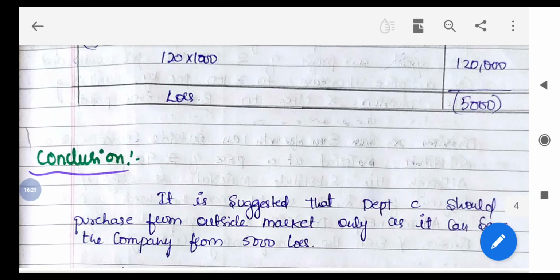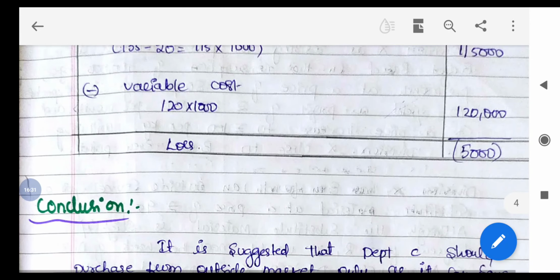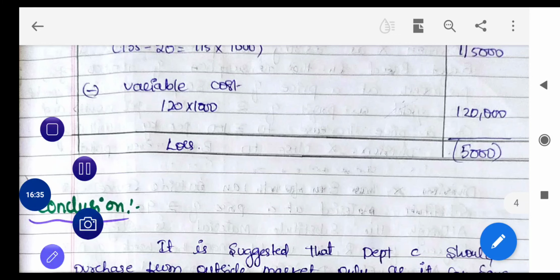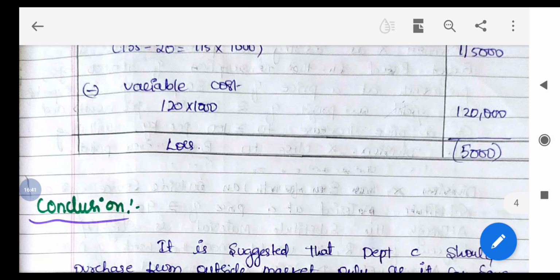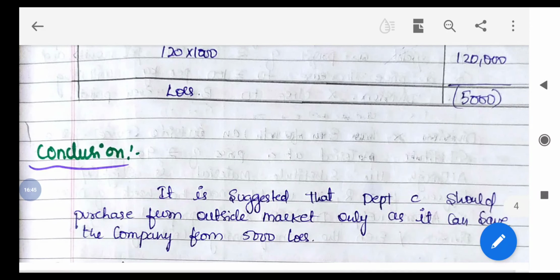So the conclusion is, if division C is concerned about the whole company, then considering the whole company, division C should purchase from the outside market in order to save the company from the 5,000 loss.